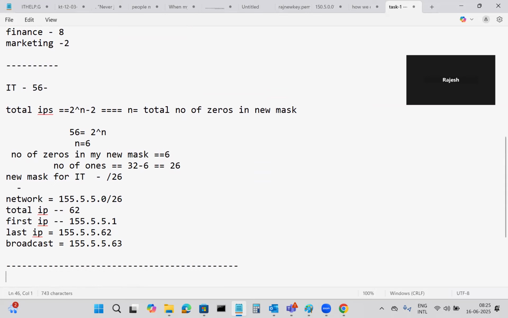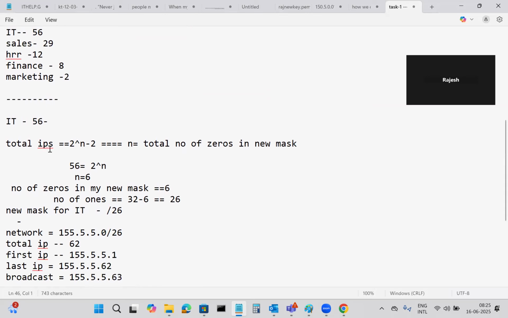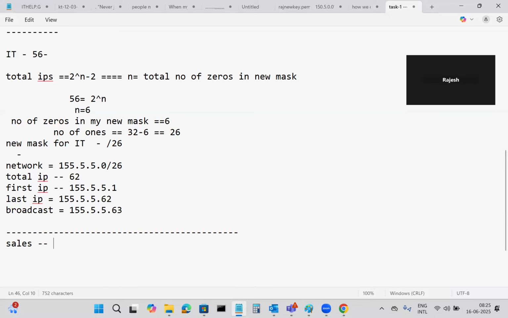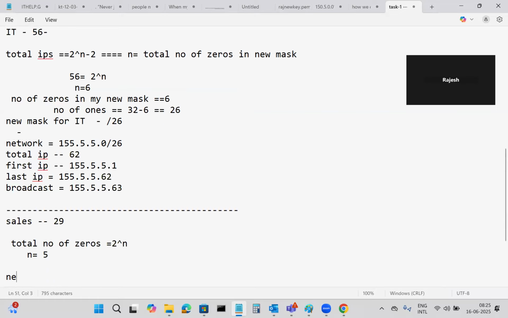Let's now go for the next department. What is the next department? It's the sales department. The sales department requirement is 29, correct? So for the 29, what will be my total number of zeros? The formula will be the same, 2 to the power n, and at least I need to keep n as 5, then I will get the required number. So what will be my new mask? 32 minus 5, it will be 27.